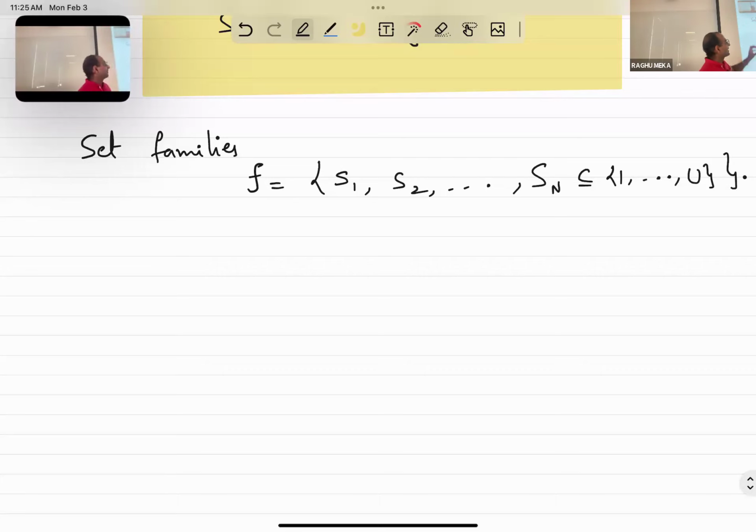Okay. A set family is basically a set of sets, right? Each set is from some universe, 1 through U. Okay, we'll change the notation later on, but for now, just imagine I have a universe and then I'm taking sets one after the other. All right. And I'm not going to say anything about how we are picking these sets, except that each set is small.